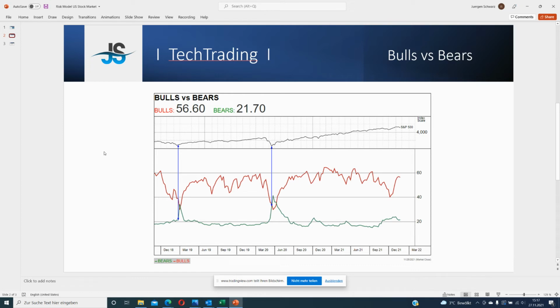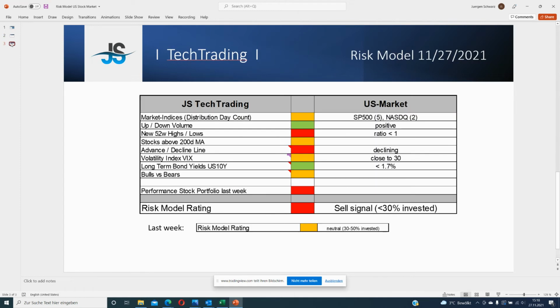Other than that, what we also always consider is the performance of our stock portfolio. So this was neutral to negative last week. Now, this is a very important indicator for us. So overall, the situation at the stock market overall, I would say, does not look good.